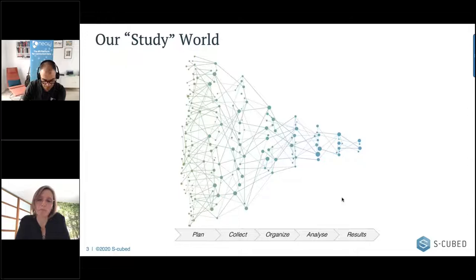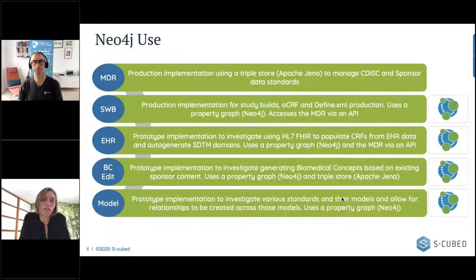A little bit about what we use Neo4j for. As I said, we have this MDR and the Study Workbench, these two tools that we are building.